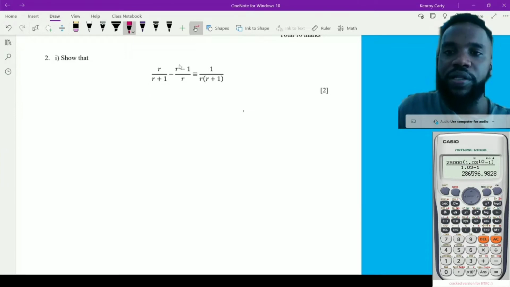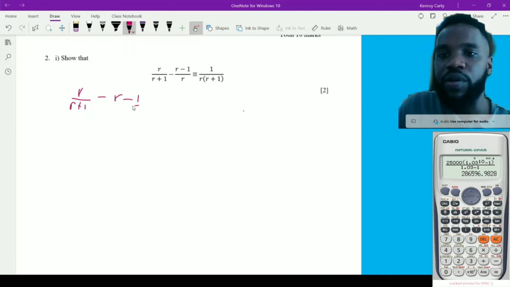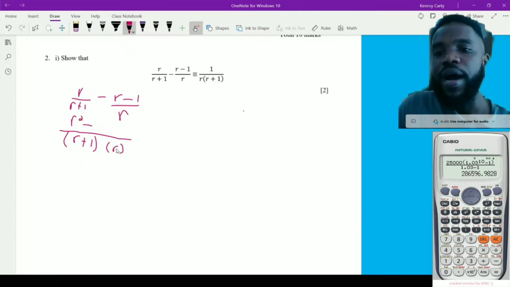Now the first part is pretty straightforward. All you're saying is that when I simplify this side, it is going to be equal to the right hand side. So I'm going to be taking the left hand side, which is r over r plus 1 minus r minus 1 over r, right? Now this is subtracting fractions, so I do exactly what I would normally do. I start by finding the LCM, which is r plus 1, make sure you have that in a bracket, times r. Now r plus 1 into all of this would simply give me r, and r times r is r squared. That is taken care of.